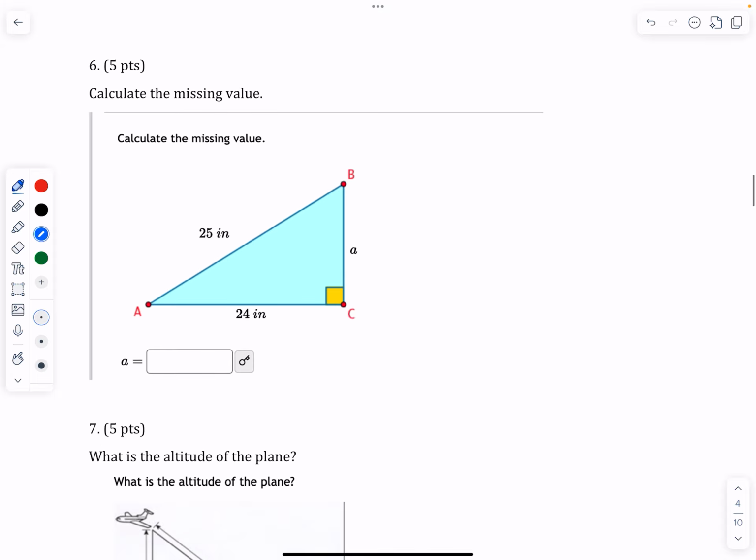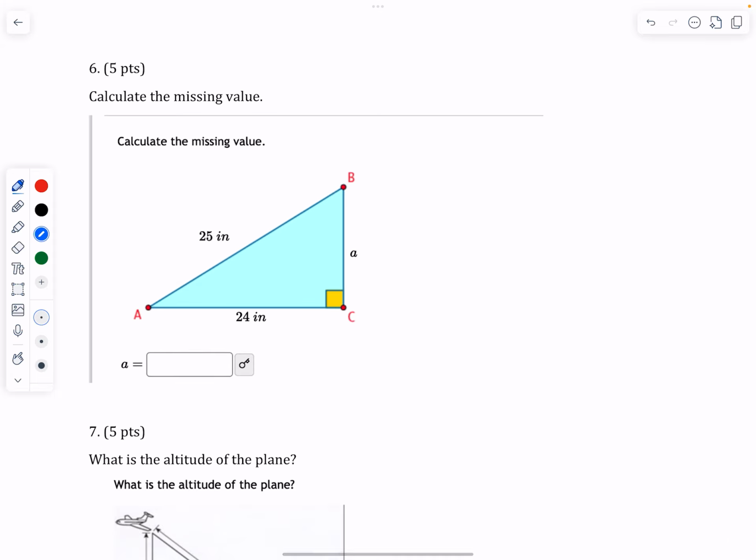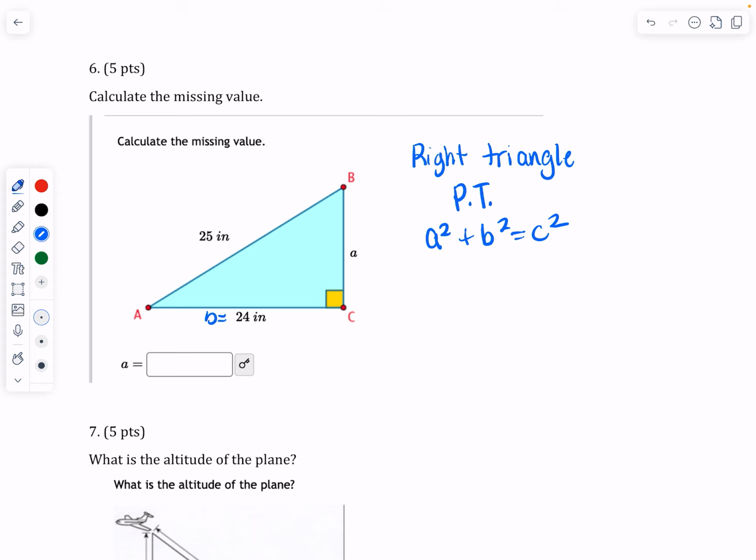So let's look at number 6, calculate the missing value. This is a right triangle, and for a right triangle, we can use Pythagorean theorem. Pythagorean theorem is a squared plus b squared equals c squared, where a and b are the legs, and c is the hypotenuse. So a is given, b is 24, and c is the side across from the right angle. When I write this out, I do a squared plus 24 squared equals 25 squared.